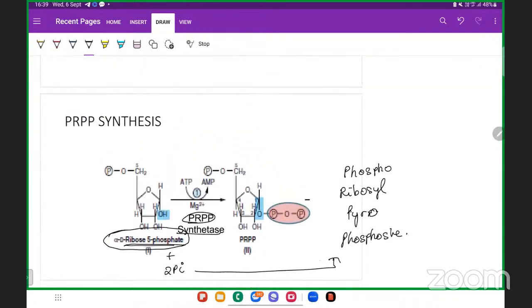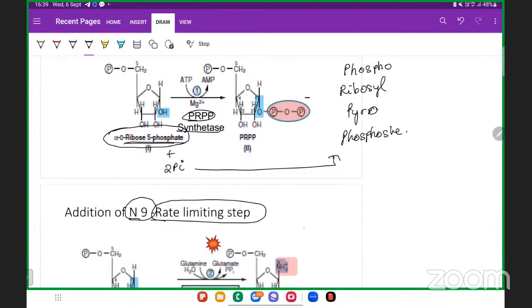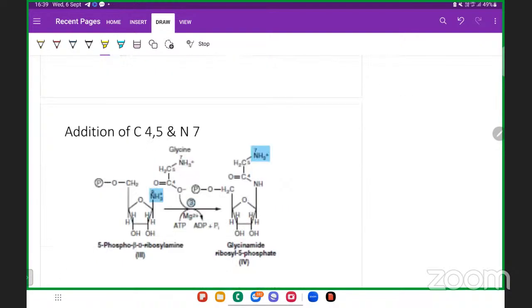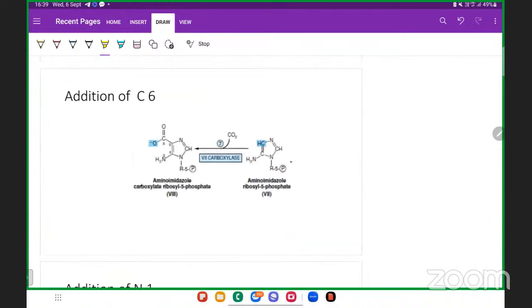So first step, PRPP synthesis. Second step is going to be your addition of the N9 group. That is the rate limiting step. So this is what you need to remember. This step is what is important, you need to remember. அதுக்கப்புறம் ஒரு 9 steps இருக்கு. அந்த 9 steps I am just skipping.